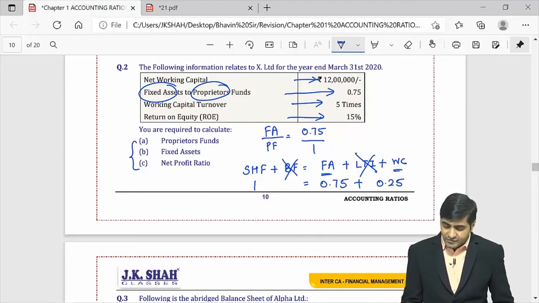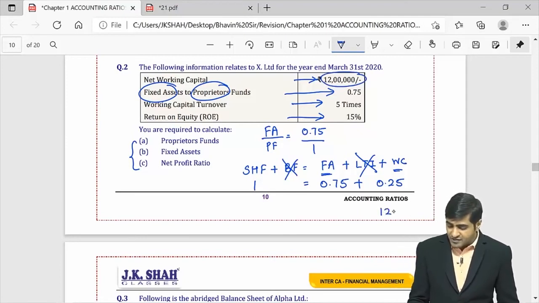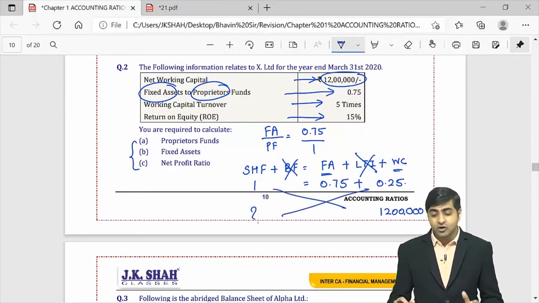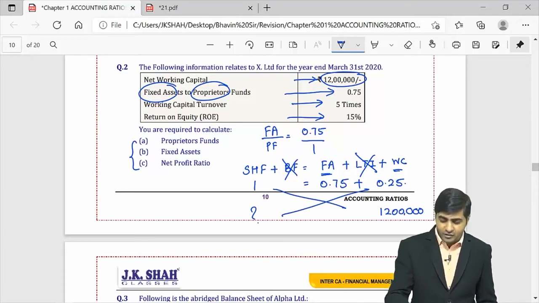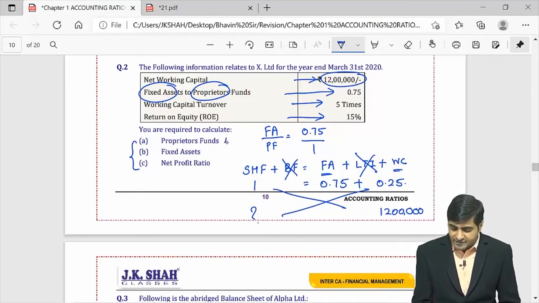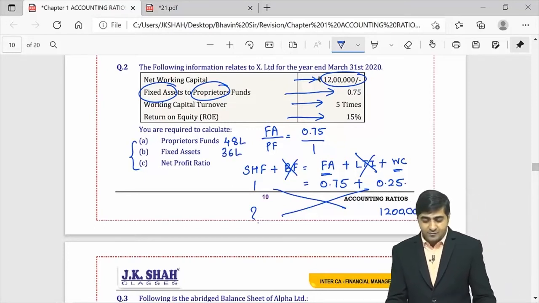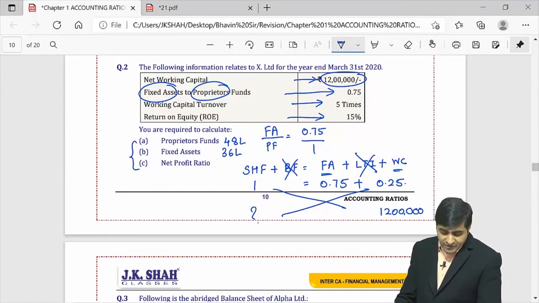Yes, sir. And guys, we have the amount of working capital available, which is 12 lakhs. So we can take 12 lakh rupees here, and if your 12 lakh rupees is 0.25, then what should be your shareholders funds? You can just cross multiply: 12 lakh into 1 divided by 0.25. This will ultimately give you 48 lakhs. So your 48 lakhs will be your proprietors funds, and your balancing 36 lakhs will be your fixed assets. That's how we calculate your proprietors funds and your fixed assets with the help of the ratio which is given to you.